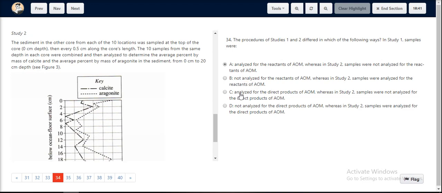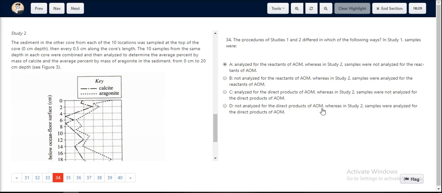Hence, it's eliminated. Option C states that study 1 was analyzed for the direct products of AOM, which is again not true, since we studied the reactants for AOM. Option D states that study 1 was not analyzed for the direct products of AOM, whereas in study 2, samples were analyzed for the direct products of AOM.